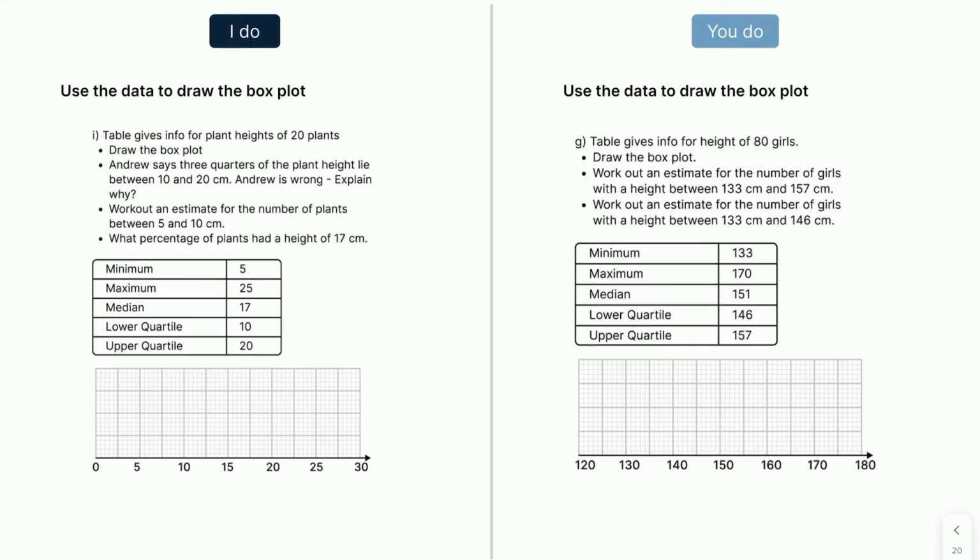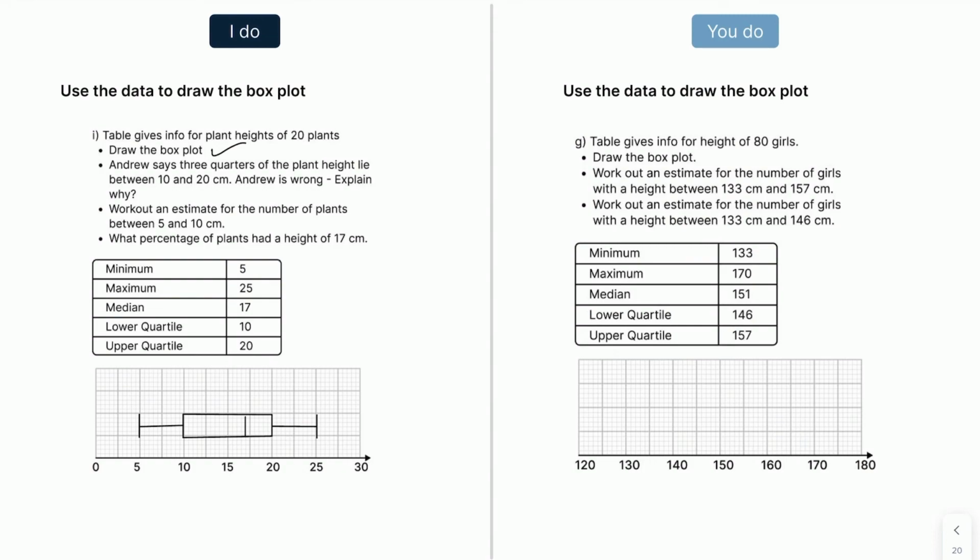So here's more of a worded question. The first one says, we've got heights of 20 plants, draw the box plot. So let's just draw the box plot. The minimum is 5, the maximum is 25, the median is 15, 16, 17, it is there. And then we have the lower quartile at 10, and the upper quartile at 20. If I just connect all of that together, that is part 1 of the question done, which says draw the box plot. So that is that done.